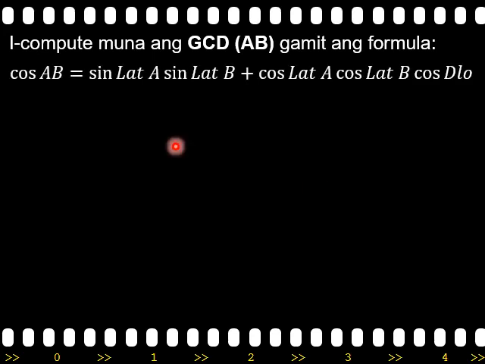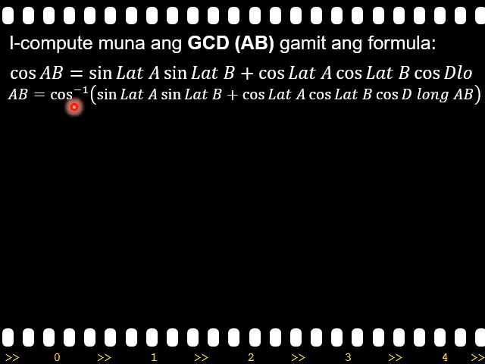Okay, so gagamitin na natin yung GCD sa formula. In this case, gagamitin ko yung AB. So yung cosine AB is equal to sin lat A, sin lat B, plus cosine lat A, cosine lat B, times cosine DLO. Ayan. So, ito na yung magiging equation niya.